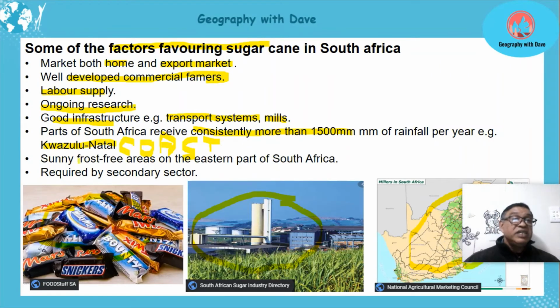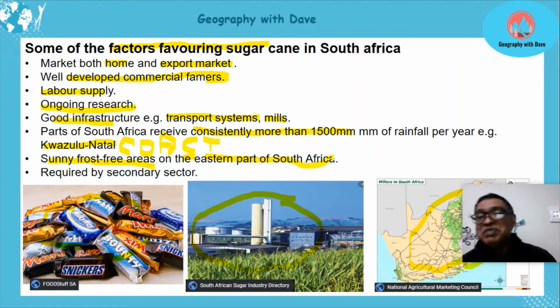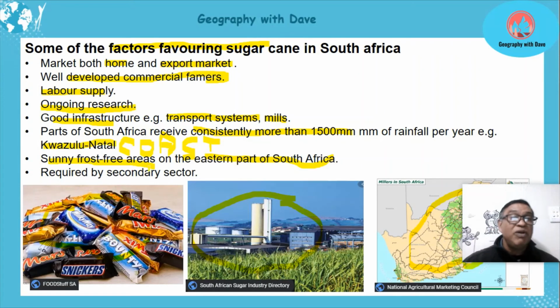Okay, and sunny, frost free areas along the eastern part of South Africa. All right, Durban does not have frost. But they don't get frost, which is suitable for sugarcane production. And of course, it's required by the secondary sector as shown by these chocolates.